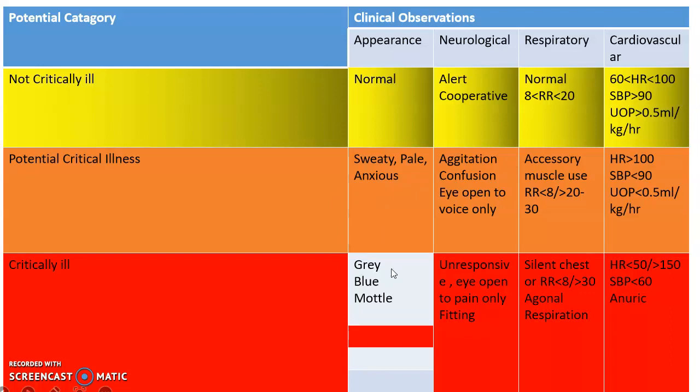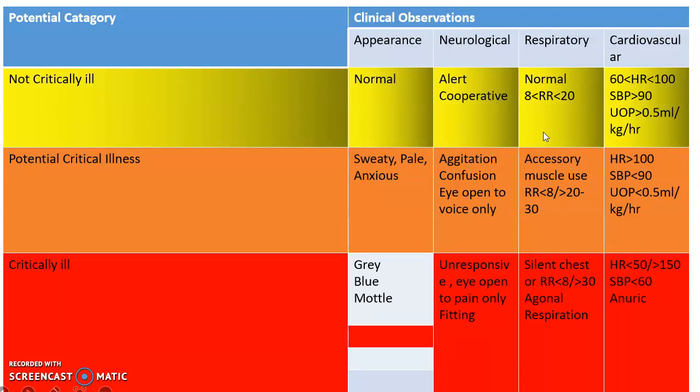If the patient is gray, blue, and mottled, these patients are critically ill. Patients who are anxious, sweaty, and pale are potentially critically ill. Normal appearance patients are non-critically ill. When it comes to neurological assessment, alert and cooperative patients are non-critically ill. Patients who are confused, agitated, and whose eyes open only with voice are potentially critically ill. If the patient does not open eyes with voice and is unresponsive, these are critically ill patients.